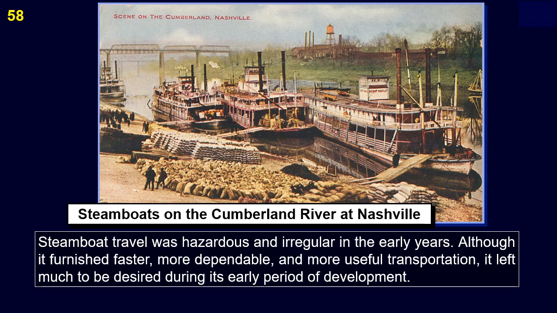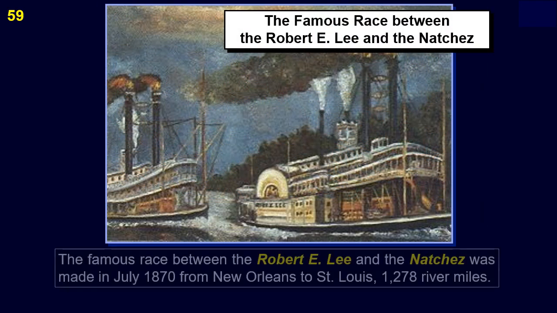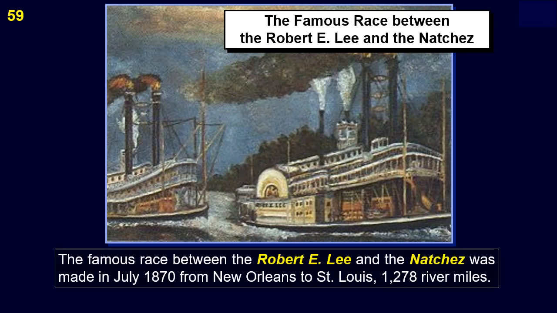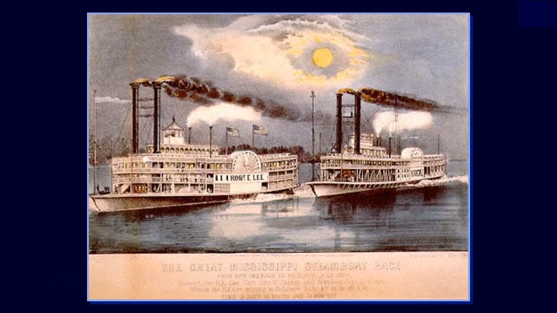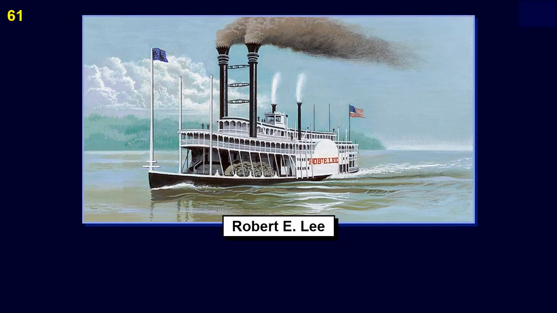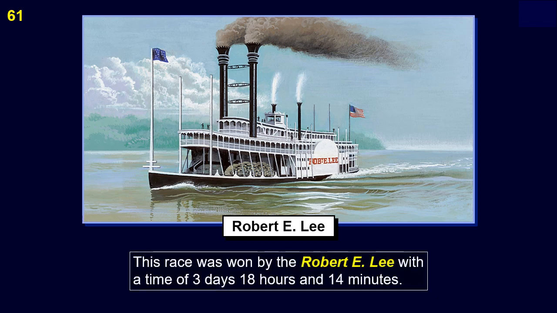The famous race between the Robert E. Lee and the Natchez was made in July 1870 from New Orleans to St. Louis, 1,278 river miles. This race was won by the Robert E. Lee, with a time of 3 days, 18 hours and 14 minutes.